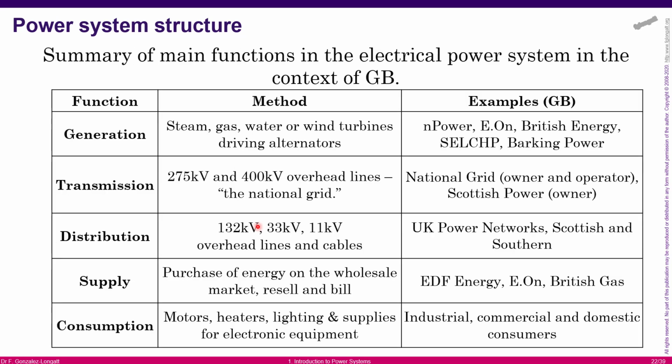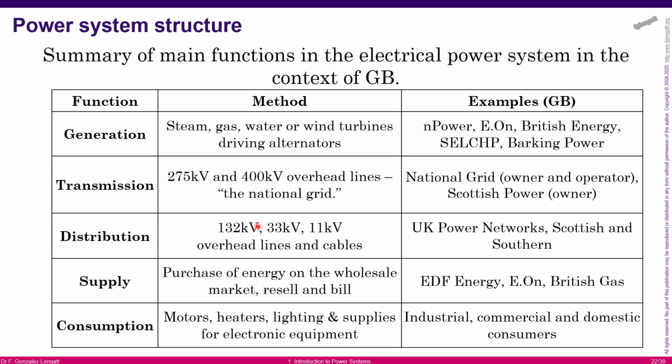Here I have a table combining the main functions inside the electrical power system in the context of GB. We have many utilities and companies doing generation using steam or gas turbines, or water like hydropower plants, or wind resources, and all of them producing electricity. Examples of those companies in the UK context are E.ON, British Energy, and so on.